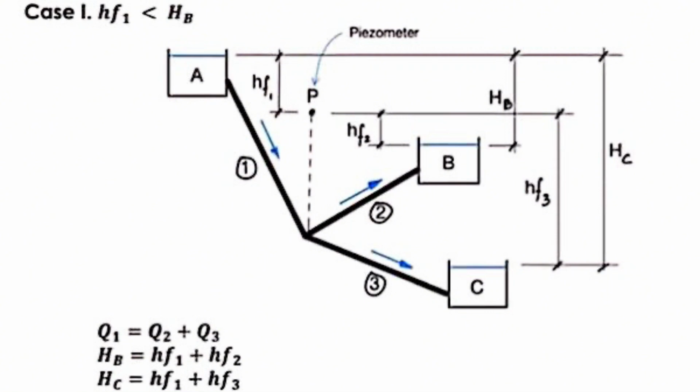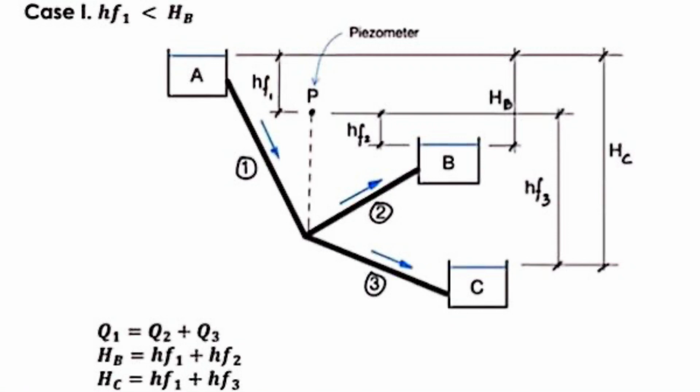So for case number 1, we have the head loss of pipe 1 less than the head at reservoir B. So we have reservoirs A, B, and C. The flow of water from reservoir A is going to be divided towards B and C. If that happens, if the flow in pipe number 2 is towards reservoir B, the piezometer reading will be higher than the elevation of reservoir B. That's why the head loss in pipe 1 will be less than the head in reservoir B. And we can derive these equations from this setup.